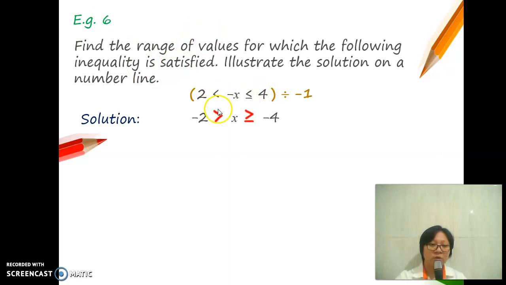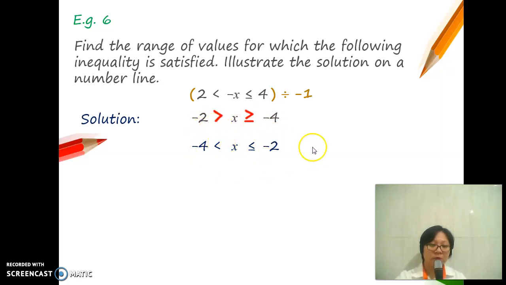So from pointing to the left, both pointing to the left become pointing to the right. And since I'm using the order where the left side is the smallest and the right side is the greatest, I need to reverse the order again. Okay. If you reverse the order, you need to change the direction of the inequality symbol too. So like this. This is the solution.